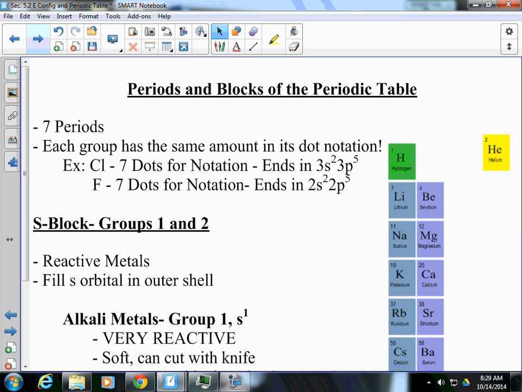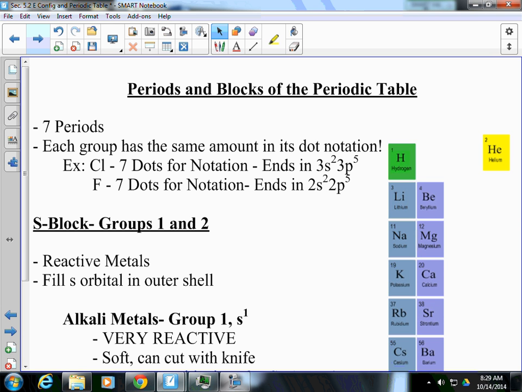And the reason that is if we take chlorine and fluorine, for example, fluorine's configuration is 2s2, 2p5. It ends in 2s2, 2p5, so it has 7 dots. Chlorine's configuration is 3s2, 3p5, so it has 7 dots. If we go down to bromine, bromine is going to be 4s2, 3d10, 4p5. Again, you circle the highest energy group, and it's 4s2 and 4p5. You have 7 dots. So that's kind of how it works for each one.